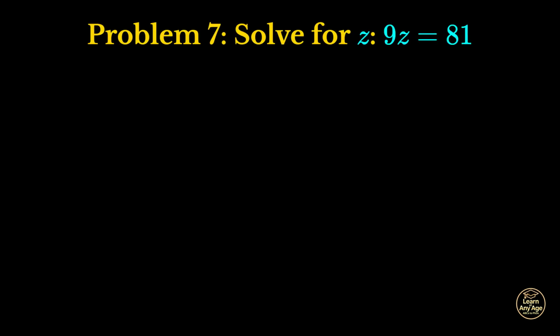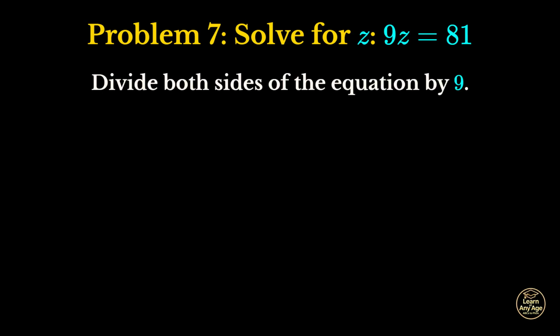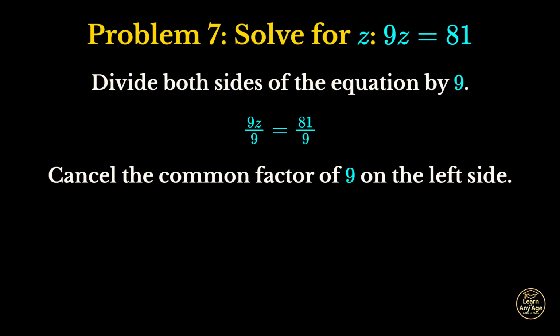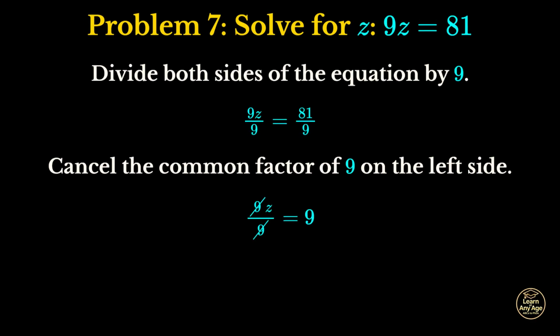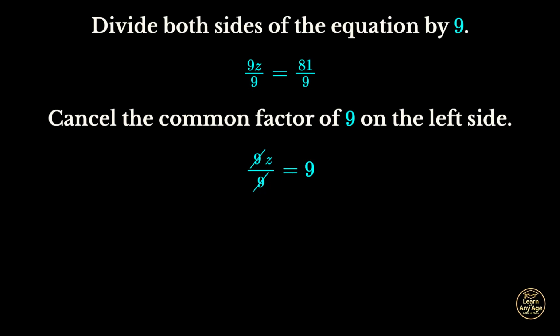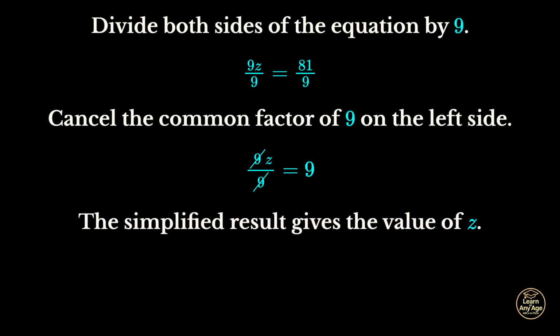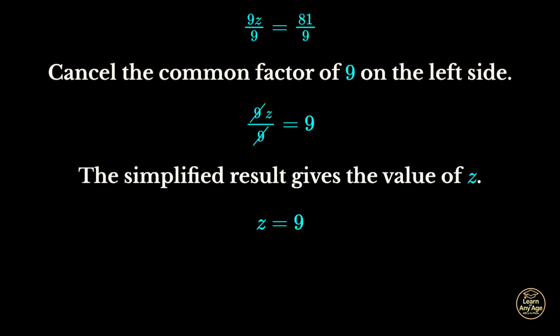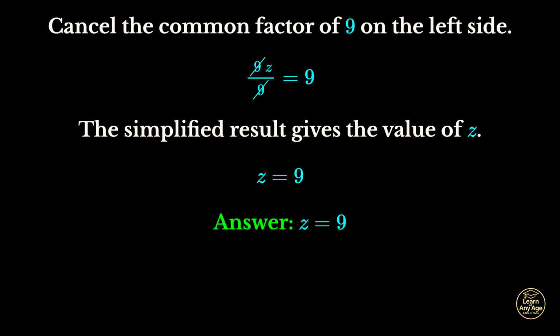Problem 7. Solve for z, 9z equals 81. Divide both sides of the equation by 9. 9z over 9 equals 81 over 9. Cancel the common factor of 9 on the left side. z equals 9. The simplified result gives the value of z. Answer: z equals 9.